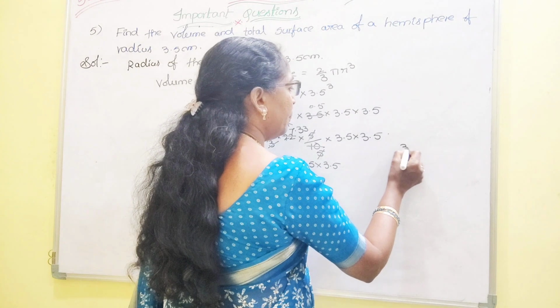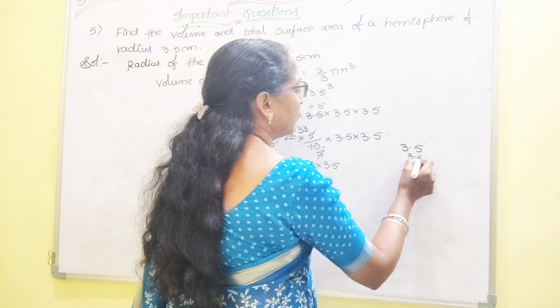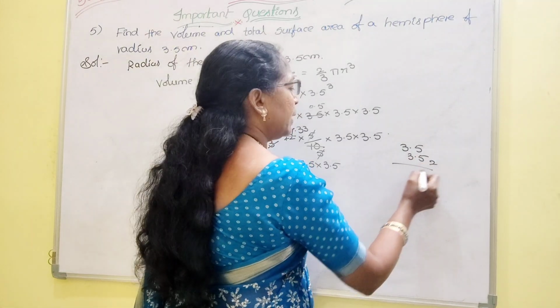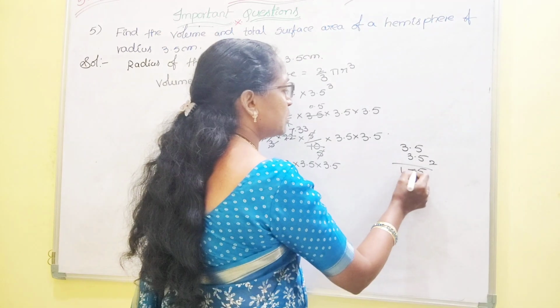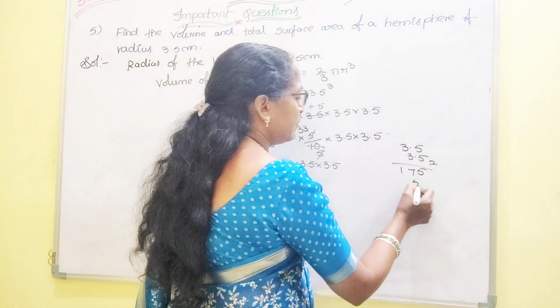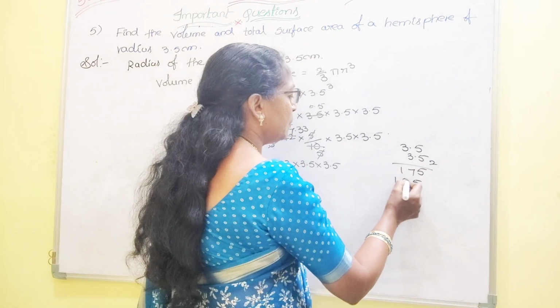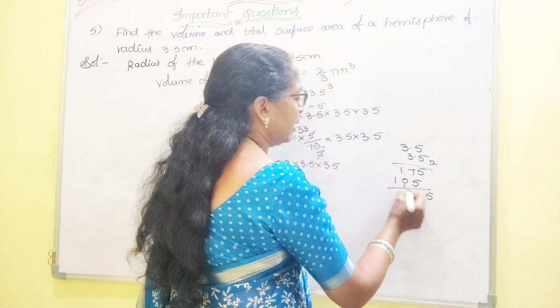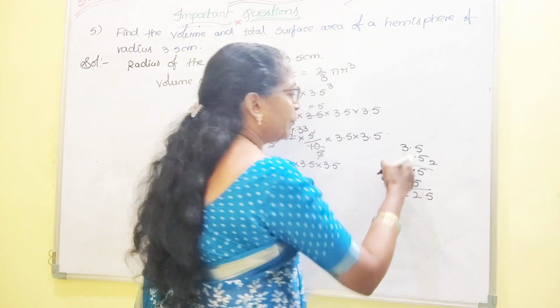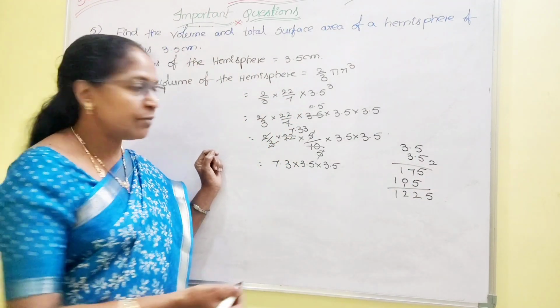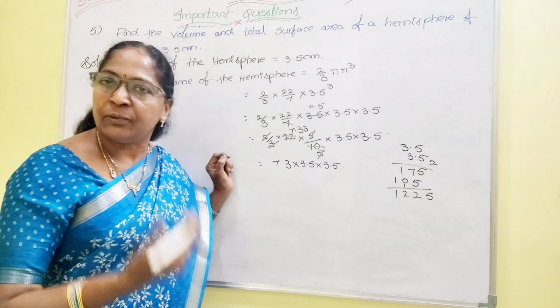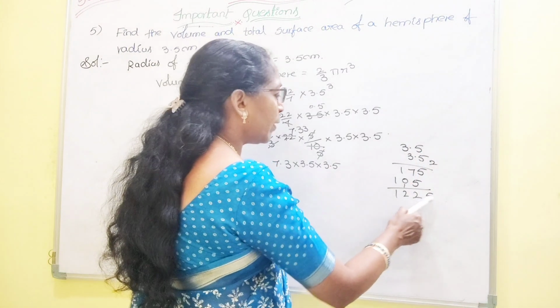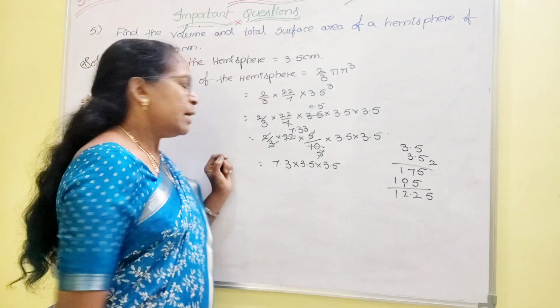Now here 3.5 into 3.5. 35 into 35 you can multiply. 5 fives are 25. 3 fives are 15, 15 plus 2 is 17. Again 3 fives are 15. 3 threes are 9, 9 plus 1 is 10. So 5, 2, 2, 1. 35 times 35 is 1225. But here the point is after 1 digit, here also 1 digit. Total 2 digits are there. So count 1 and 2 digits and keep the decimal point.